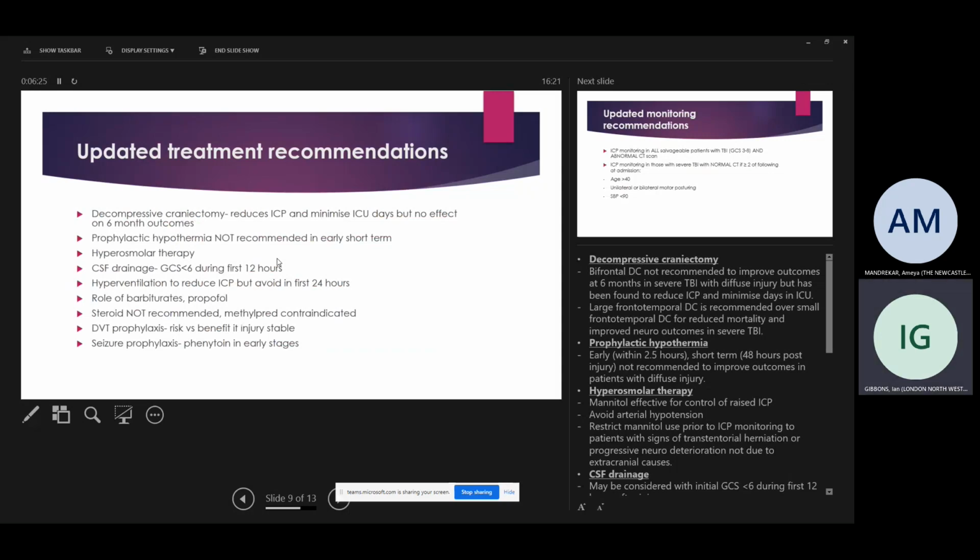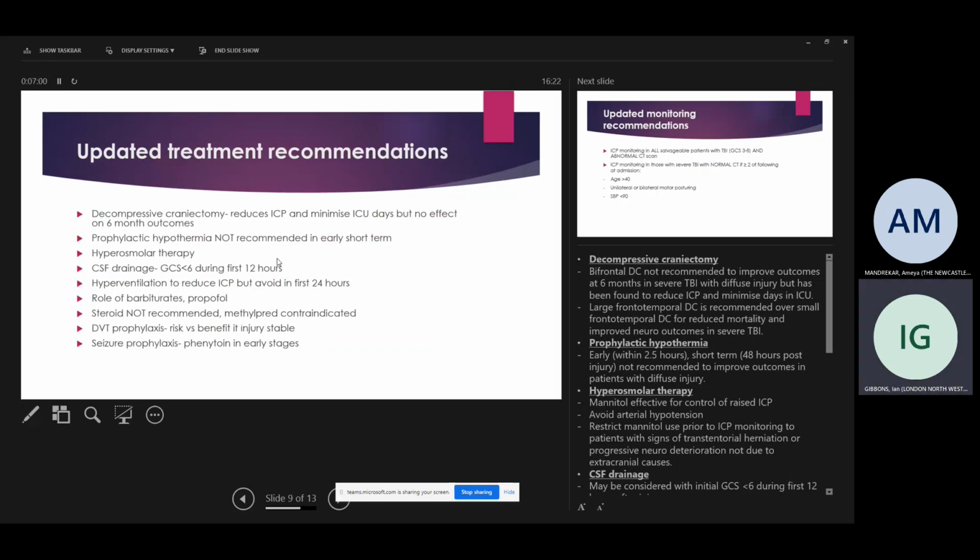As we touched on, hyperosmolar therapy, mannitol, is very effective. However, there should be some caution using it prior to intracranial pressure monitoring if there are signs of herniation in people as well. And also thinking about ventilation strategies. Previously, hyperventilation was recommended, and whilst it is still recommended as a temporizing measure for reduction of elevated ICP, evidence suggests that it should be avoided during the first 24 hours after the injury.